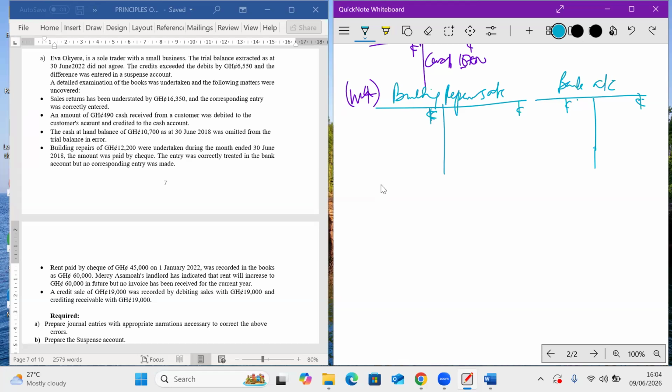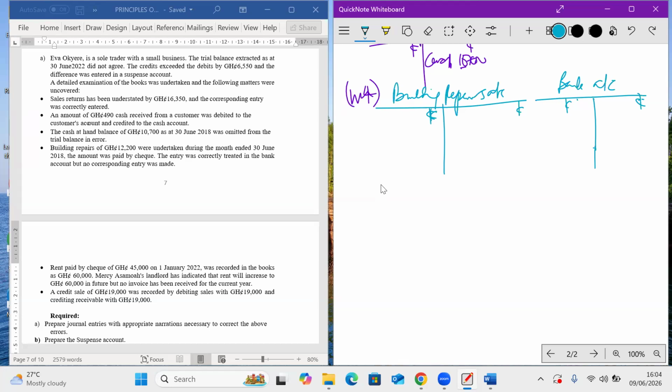Sometimes they are even favorable enough to tell you that the entry was correctly treated in the bank account. They should have said no entry was made in building repairs. Then you think, okay, there are two accounts. If no entry was made in the building repairs, then it means the right thing was done in the bank account. But here they said the entry was correctly treated in the bank account. Mostly they will not tell you.